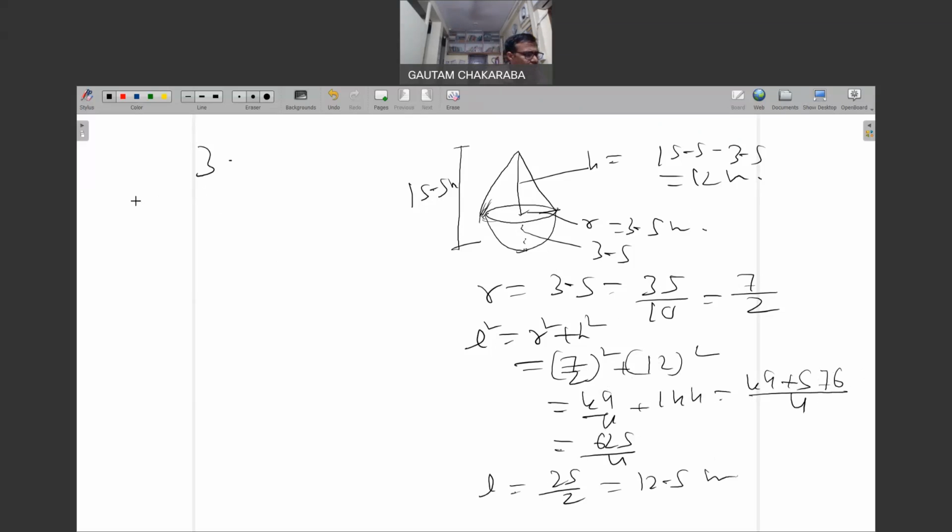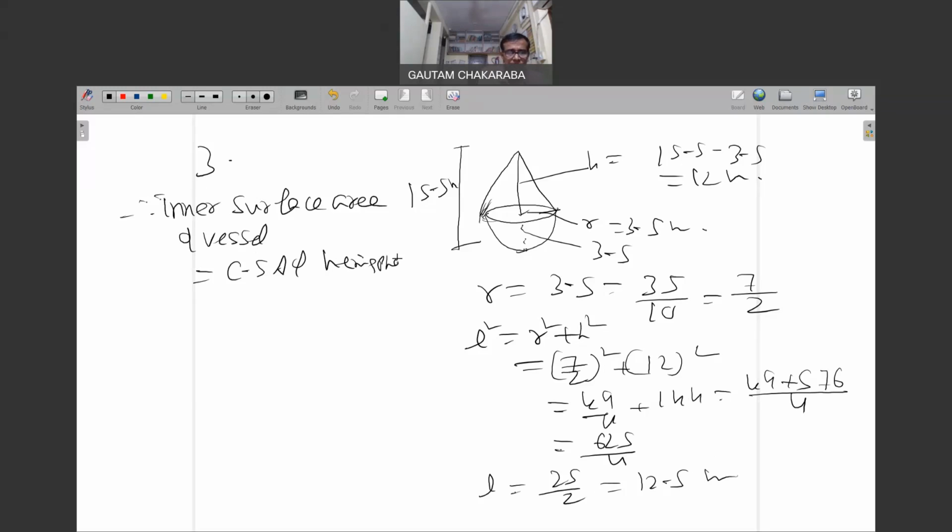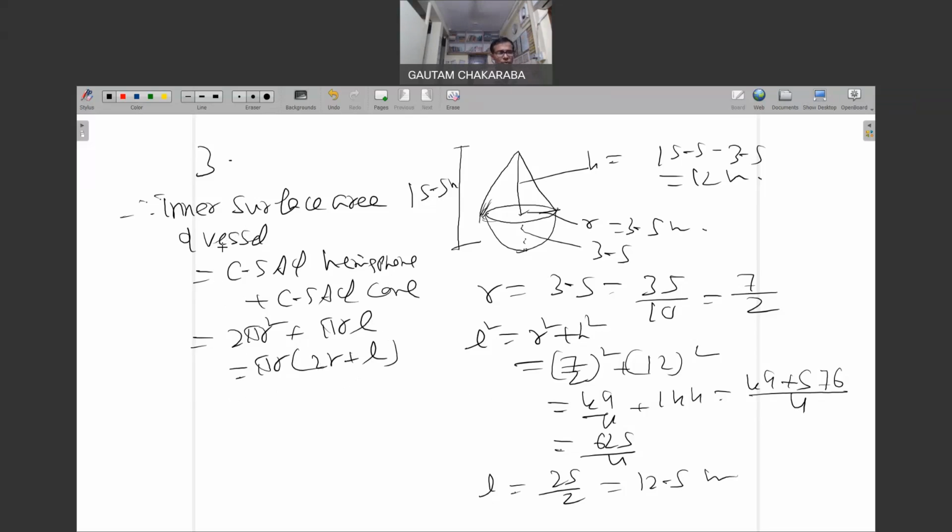Now, the surface area of the toy is equal to CSA of hemisphere plus CSA of cone. The CSA of hemisphere is 2 pi r square and of cone is pi r l. Take pi r common, that is 2r plus l. After that put in the values one by one and you calculate.